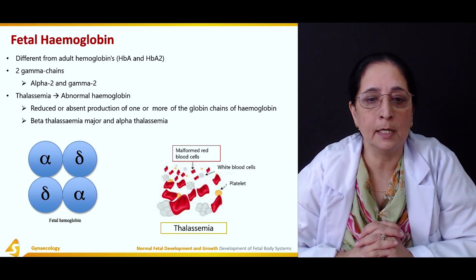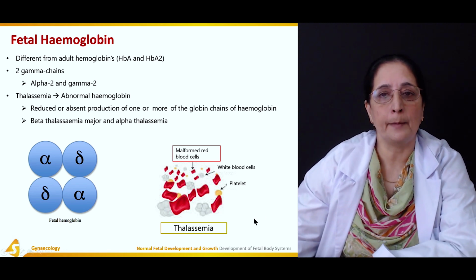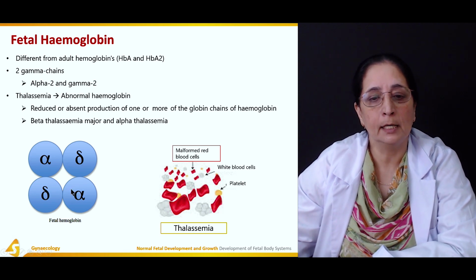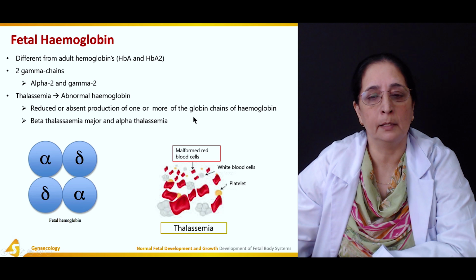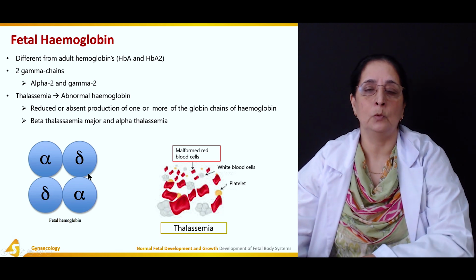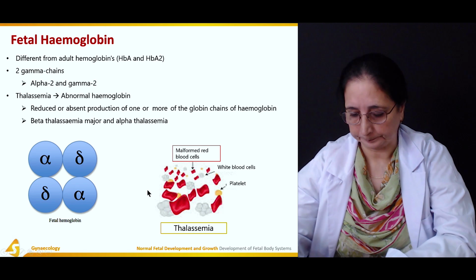So thalassemia is a condition in which there is decreased or absent production of one or more of the globin chains, and this leads to the abnormality known as thalassemia.